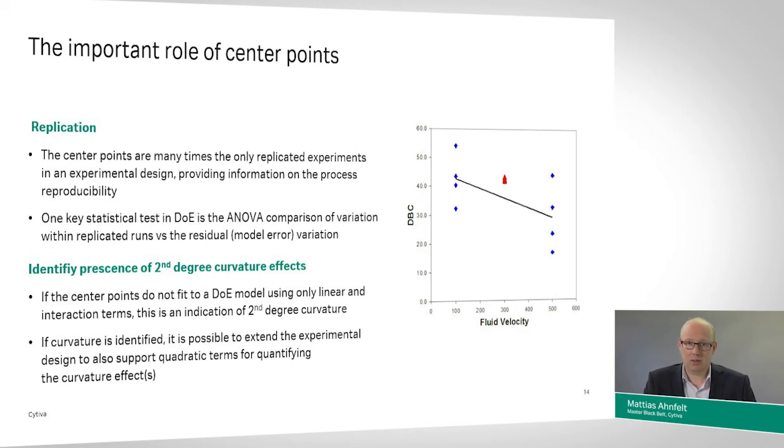However, if the center points do not fit a linear model, then we know it's worthwhile to expand and extend the experimental design with those experimental points that will enable us to fit a quadratic model. So if time and or sample amount is of the essence, we may opt for going for a linear model and an experimental design that only supports a linear model first, and see if the center points fit that model. In that case, we're done. If they do not fit the model, we know it's worthwhile to expand the experimental design with second degree curvature and the experiments to support that.